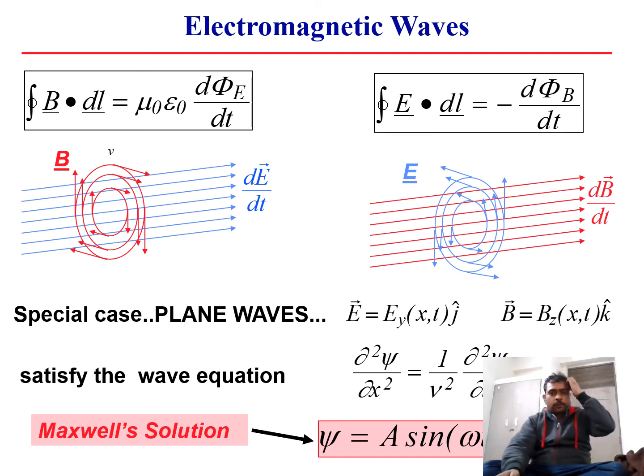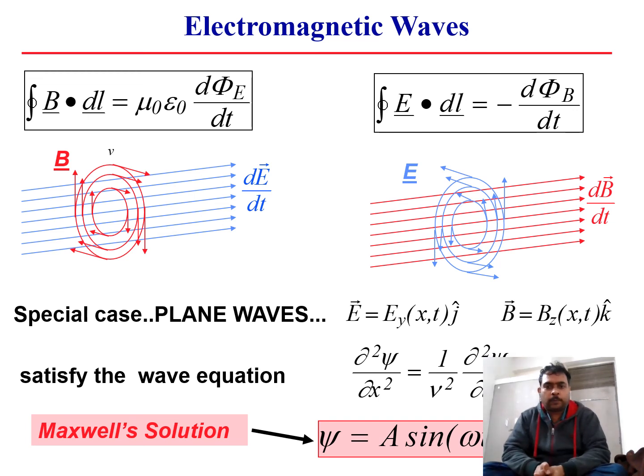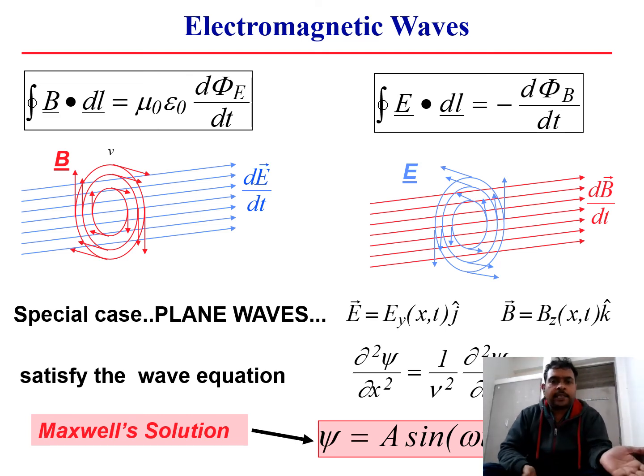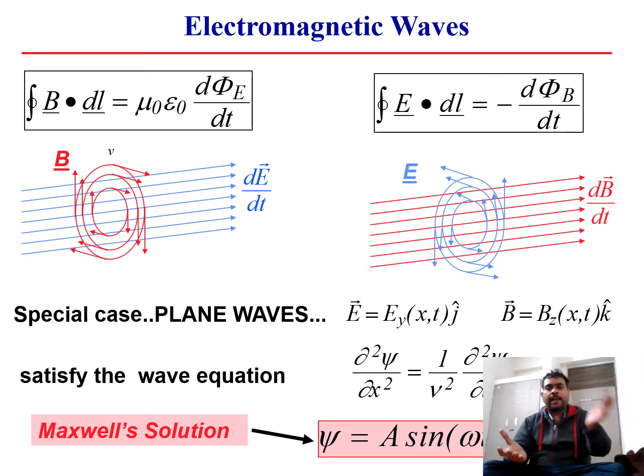So E is equal to E_y(x,t) in the j unit vector and B is equal to B_z(x,t) in the k unit vector. It's like a plane wave solution we are getting. Whatever solution we have got of the Maxwell equations, they satisfy the plane wave equation. Both electric field and magnetic field satisfy the same plane wave equation. So electric and magnetic fields are varying as waves.